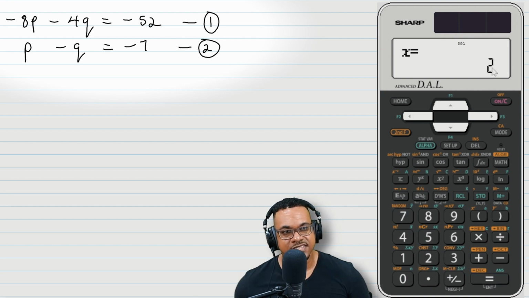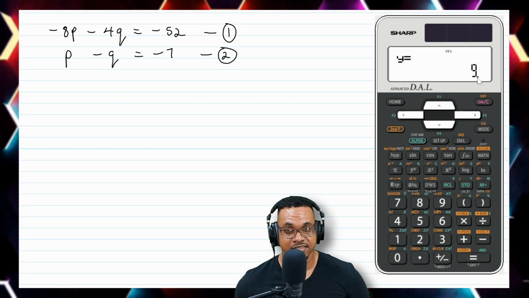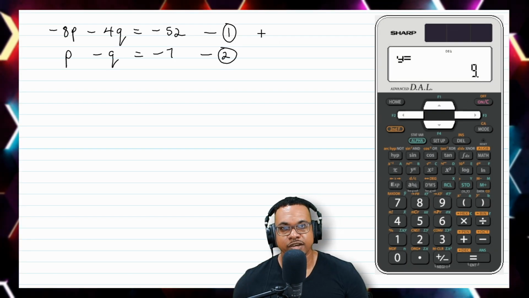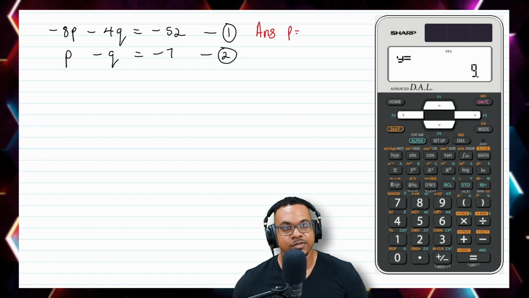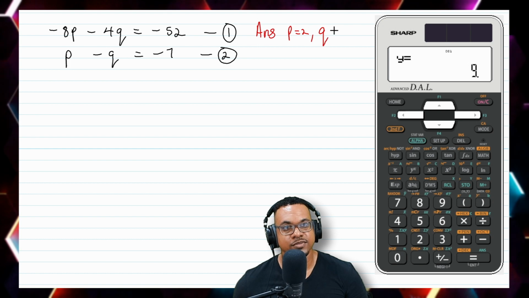They're given the same terms as x and y, meaning x is the first variable and y is the second one. So our first variable here is p and the second one is q. So for us, it means p is equal to 2, and if you press equal again, q will be equal to 9. So right off the bat, using my calculator, I know that p is equal to 2 and q is equal to 9.